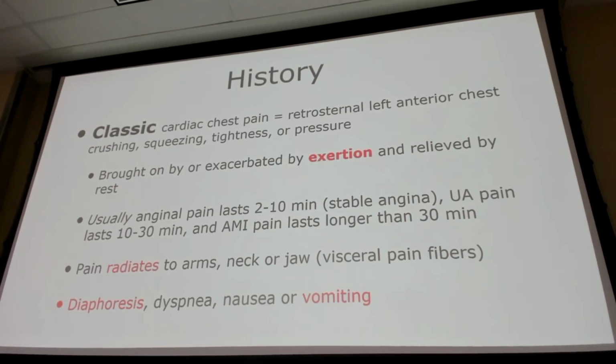Usually if it's anginal pain, it's short lasting, so like 2 to 10 minutes is stable angina. Unstable, we're usually greater than that, at the 30-minute mark. And anything longer than 30 minutes is more suspicious for acute myocardial infarction. Other classic histories, they have jaw pain with it, pain radiating to the arm, the neck, and I already said diaphoresis, shortness of breath, can have nausea, vomiting. These are all the classic descriptions of acute coronary syndrome or STEMI.